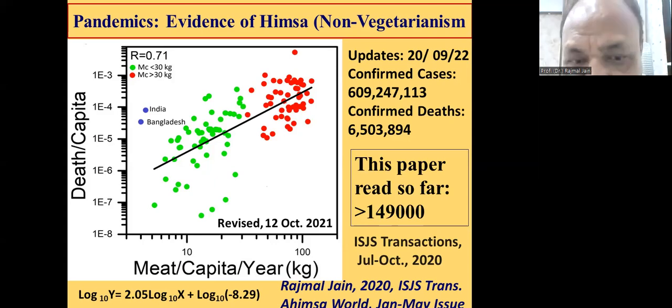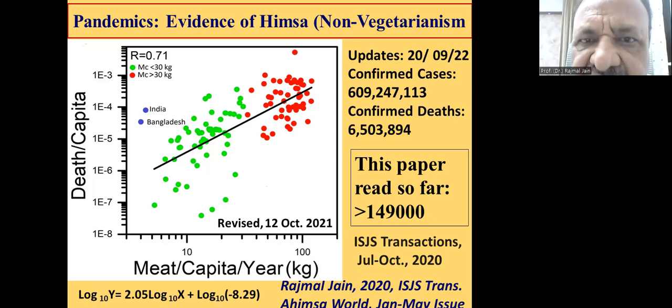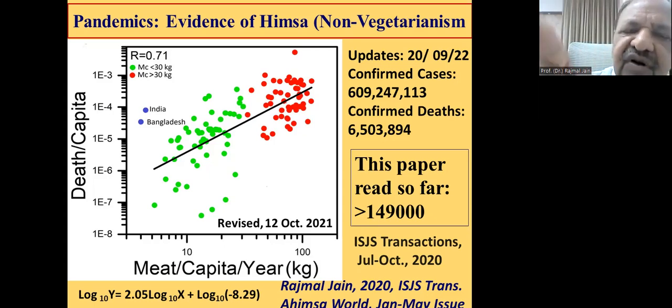It is better than that, and this paper has been published in 2-3 magazines. This clearly shows that the countries which eat less meat had deaths almost 3 orders less. Or we can say in the other way, that in the countries in which the meat eaten per capita was larger, more than 30 kg or about 100 kilogram per capita per annum, the death toll is 3 orders of magnitude higher.